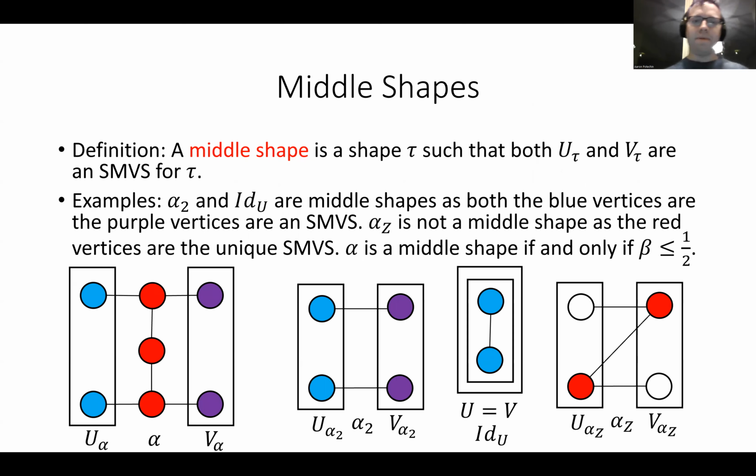So now a middle shape is a shape tau such that both U tau and V tau are an SMVS for tau. So if we look at the four shapes shown below, here alpha 2 and IDU are middle shapes, as both the blue vertices and the purple vertices are an SMVS. On the other hand, alpha z is not a middle shape, as the red vertices shown, which are the endpoints of the diagonal edge, are the unique SMVS. And alpha is a middle shape if and only if beta is at most 1/2.